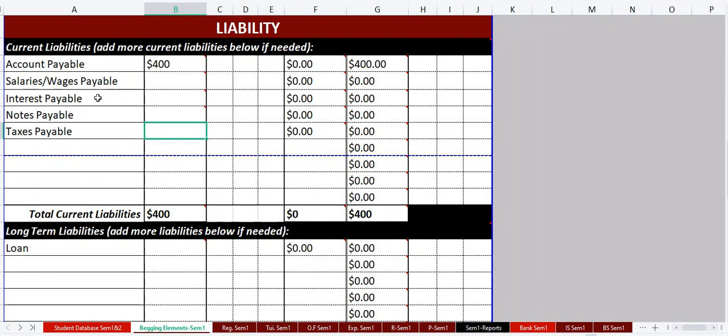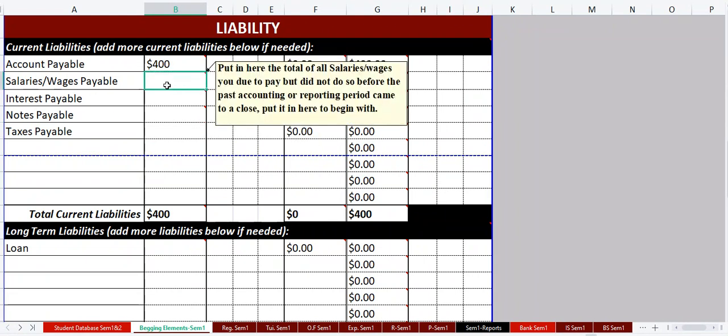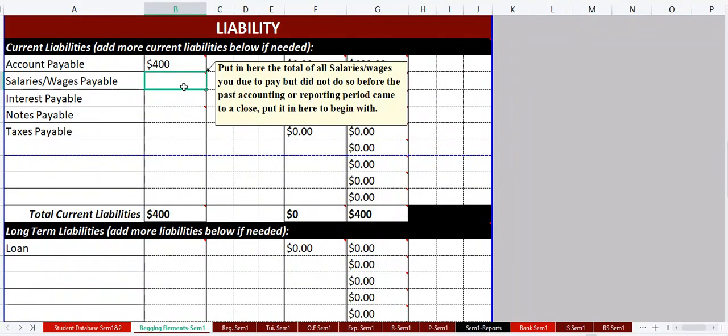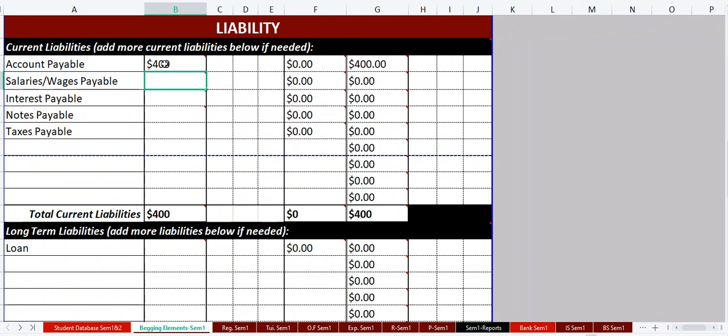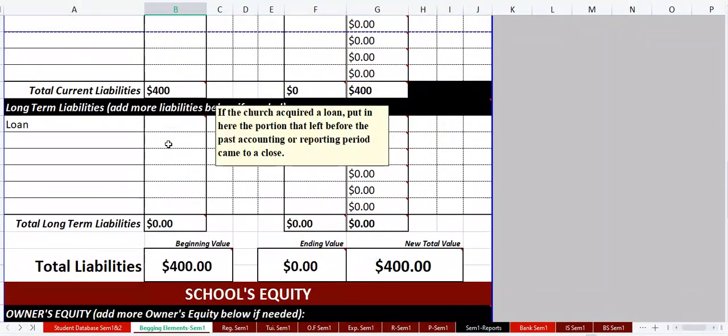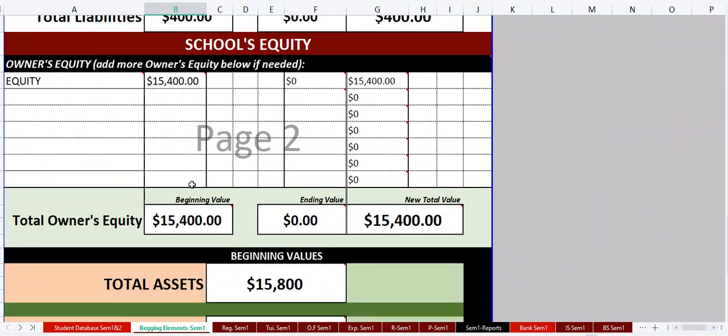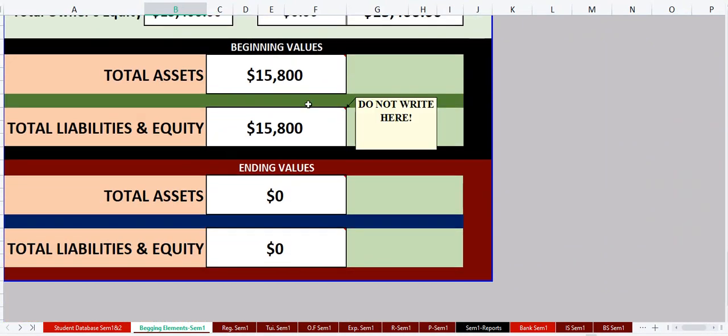Wages payable, she doesn't owe any instructor. Interest payable, she didn't take any loan for the last period because the information here is based on the past period. Okay, the interest payable, because there's no loan, so there's no interest. Notes payable, nothing. Taxes, she doesn't owe any of those. She didn't take any loan, so leave that just like that. And as you can see here, it is already balanced.